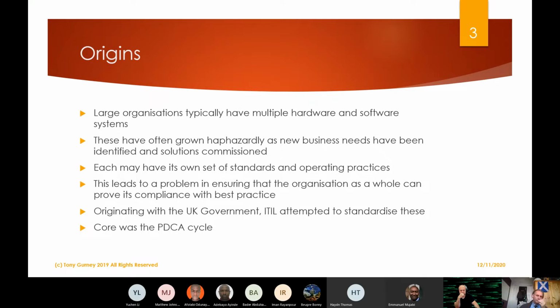Not surprisingly, government was a gold standard in multiple systems that didn't talk to each other. So ITIL was, did I say earlier that ITIL was American and COBIT was UK? It's the other way about, sorry. ITIL was UK government's attempt to look at this.